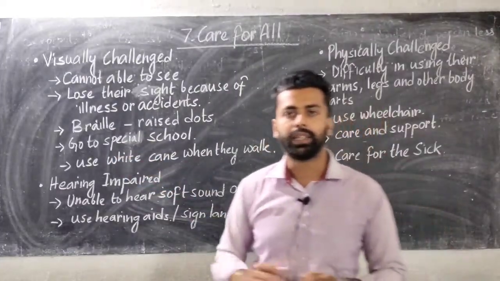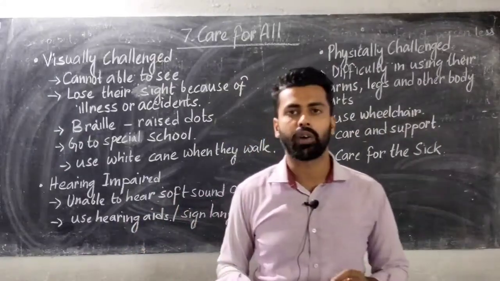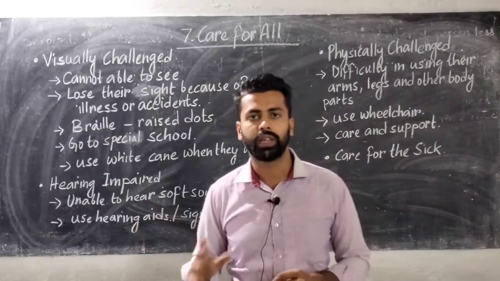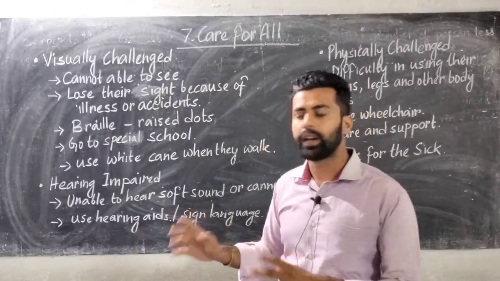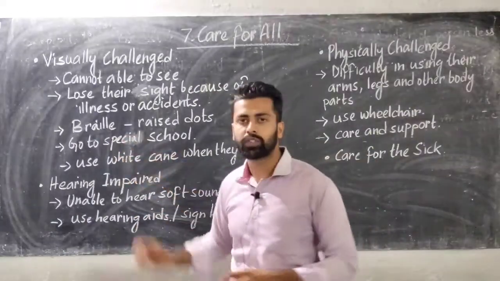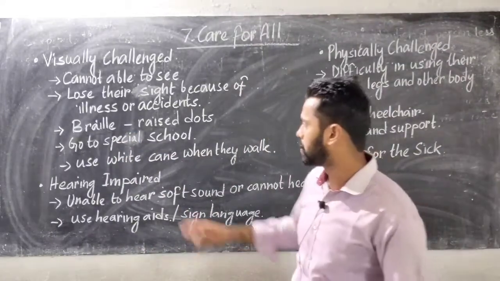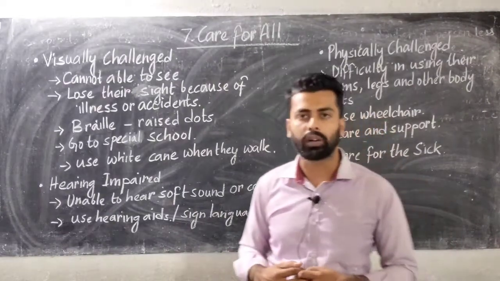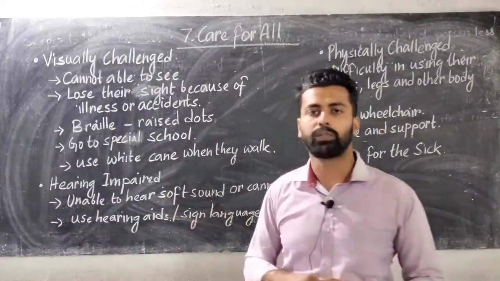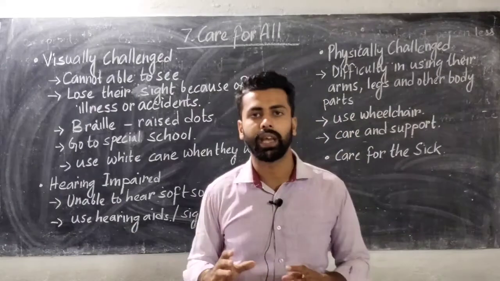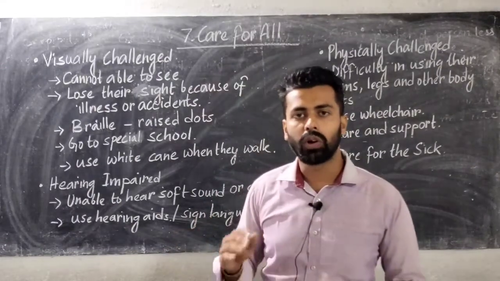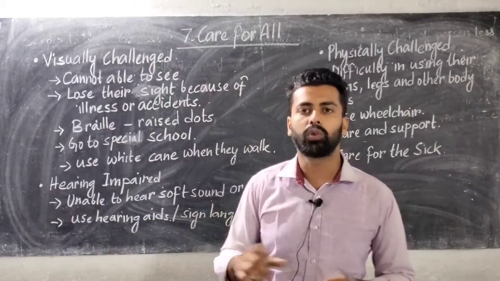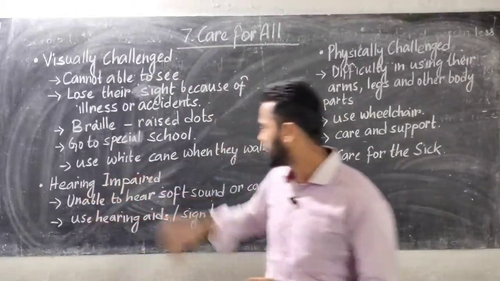So they go to a special school. Students, these visually challenged persons do not go to a normal school. They go to a special school because they need a special type of care and special equipment for their learning activities. They also use a white cane when they walk. A white cane, that is a white stick, is used for walking because they cannot see and they need support to walk. That's why they use a white cane.